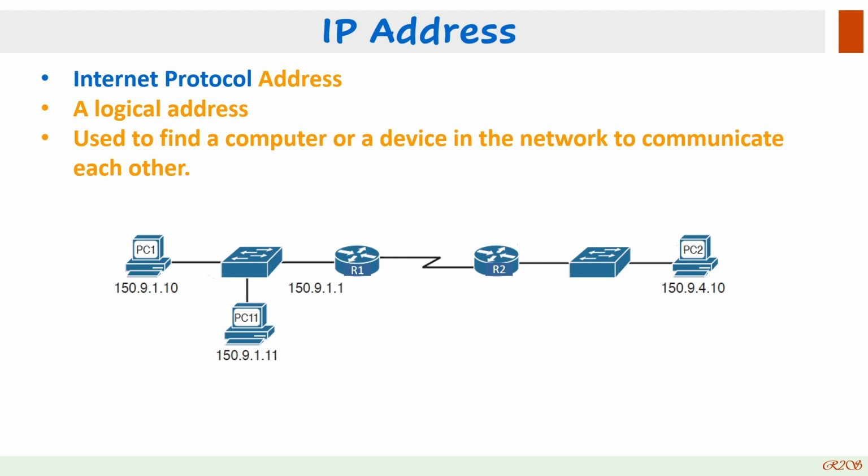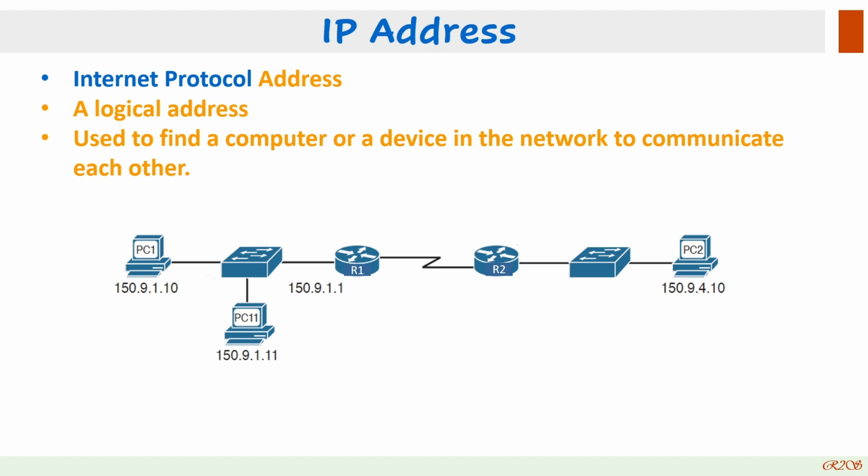For example, in this simple topology, you can see we have some computers and some network devices like switches and routers, and they are connected to each other. So if PC1 wants to communicate with PC2, PC1 needs to know the IP address of PC2. In the same way, if PC2 wants to communicate with PC11, PC2 needs to know the IP address of PC11.